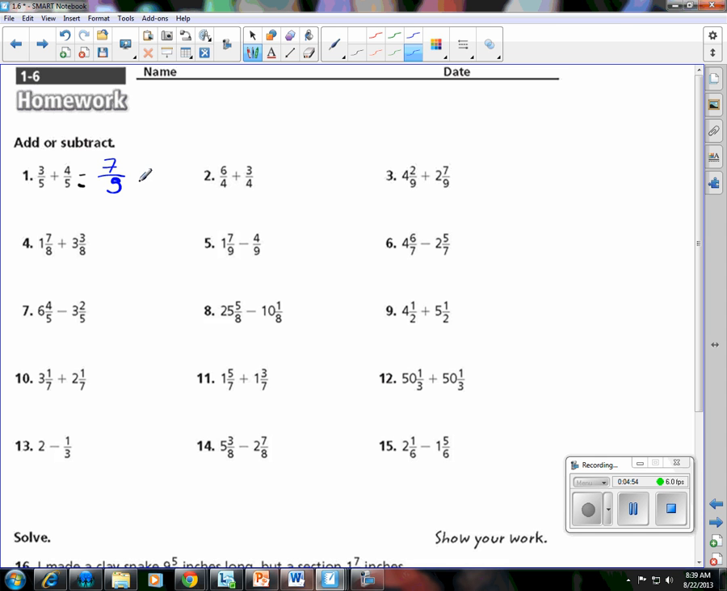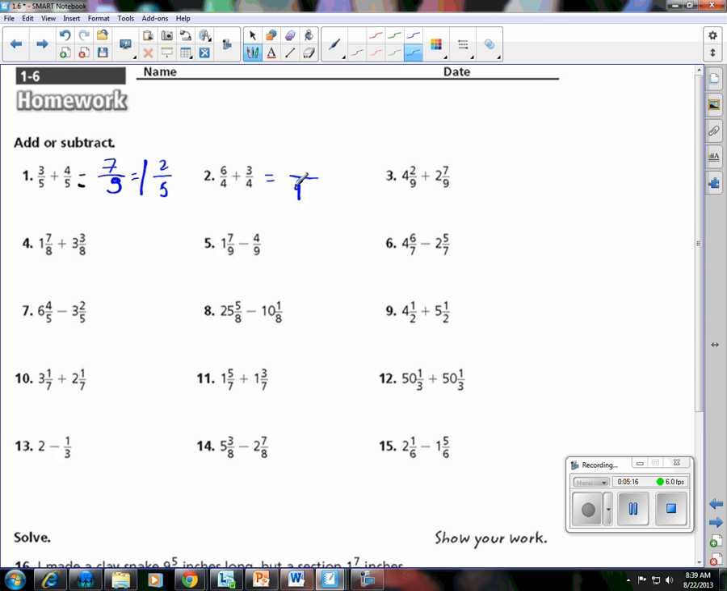Now I have an improper fraction because I can pull out a 5 from that 7. So I'm going to get 1, right? Or 7 is divisible by 5 one time, and what's left over is 2/5. Okay, go on to the next one. They both have 4 as the denominator, so I'm going to leave my 4 alone.